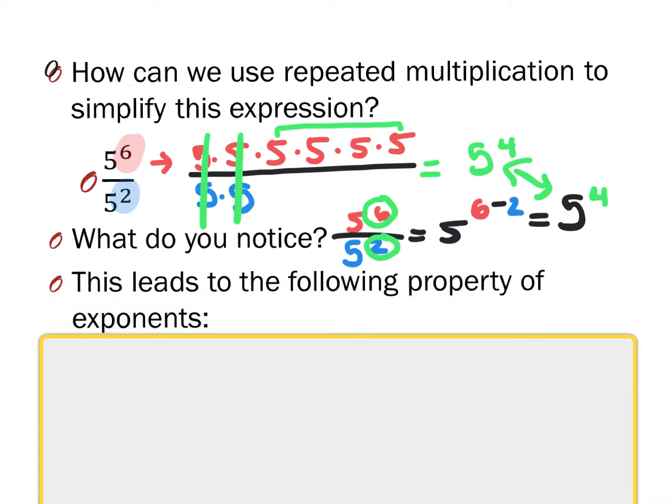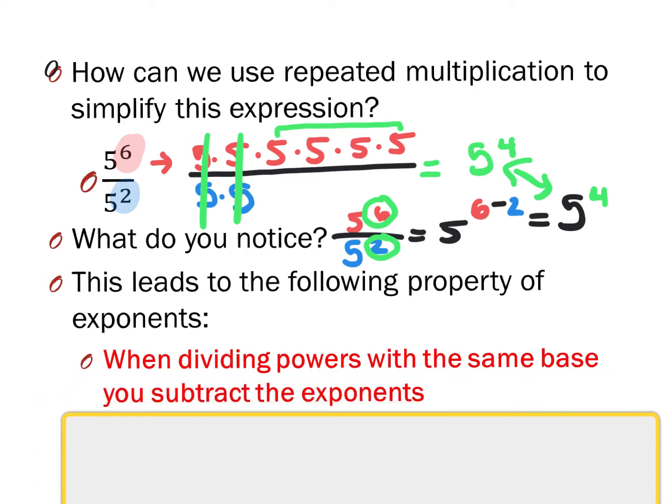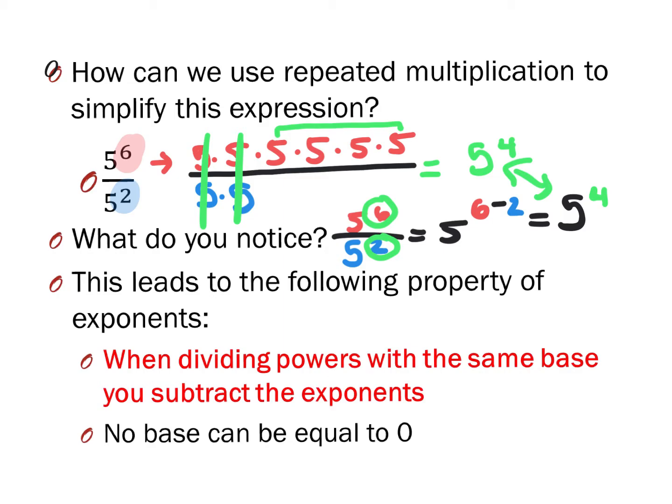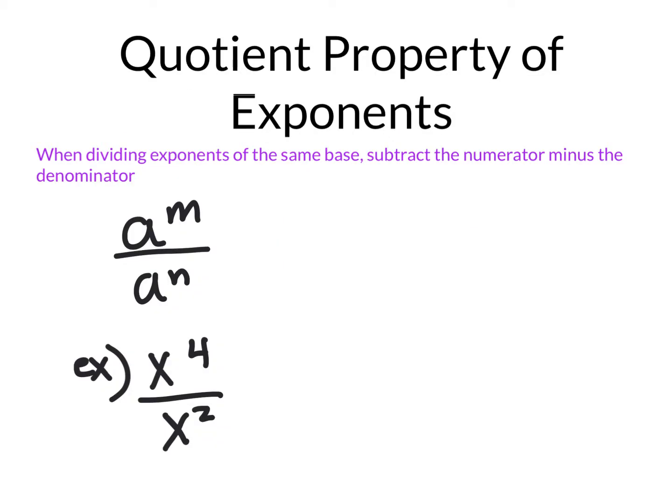Now this leads us to the following property of exponents, which says when dividing two powers with the same base, you subtract the exponents. And we have to note that no bases can be equal to 0. So if I were to write this formally, the quotient property of exponents allows us, when we have two exponents with the same base and they're being divided, to subtract the exponents. So we subtract the top exponent minus the bottom. So I can rewrite this as a to the m minus n and simplify.